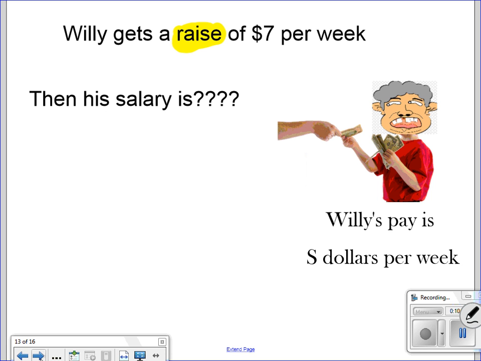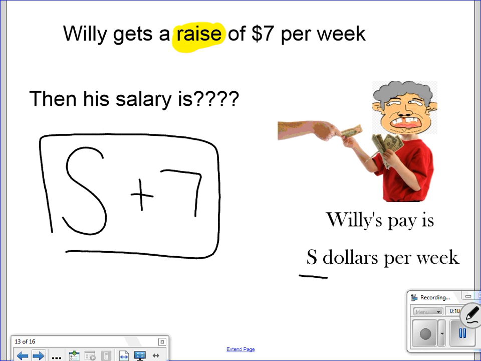Keep going, I'm running out of time here. Willie gets a raise of $7 per week. Then his salary is what? S dollars per week. So let's say we're doing something with an S, because they give that for us right here. So if his salary is $10, he makes $17 that week. If his salary is $6, 6 plus 7 would be $13. So we have to add the 7 here.